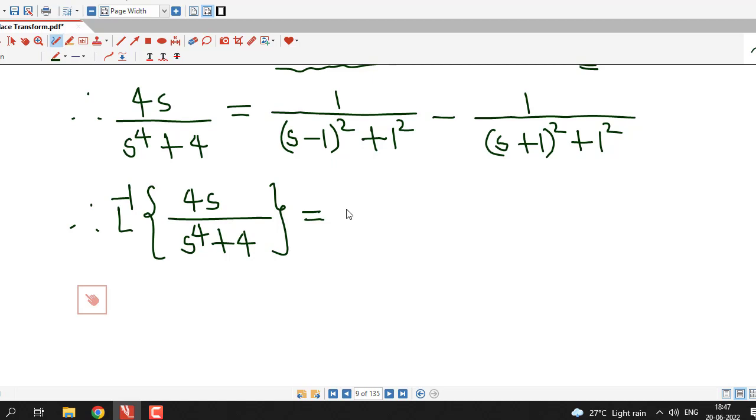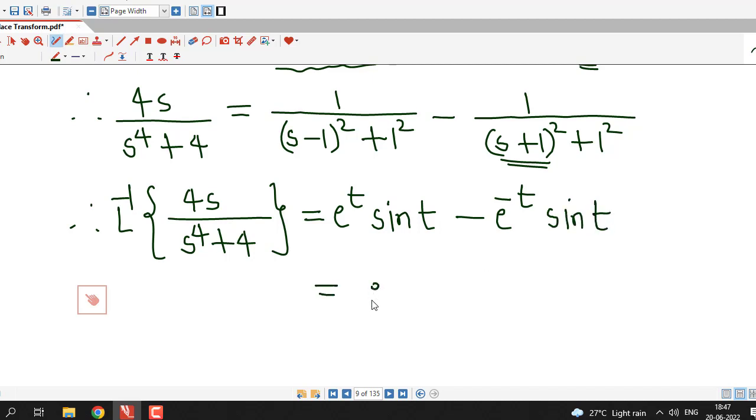Because I have s minus 1, I will write e raised to t, and this is similar to 1 over s square plus a square. Instead of s, we have s minus 1, therefore we take e raised to t, and we have a 1 over s square plus a square like term, so we multiply by sin t. Similarly, here we have s plus 1, that is s minus minus 1, so we consider e raised to minus t into sin t.